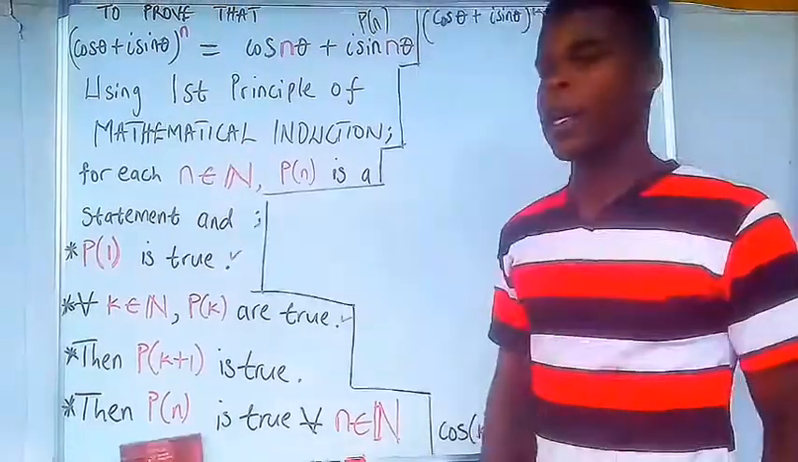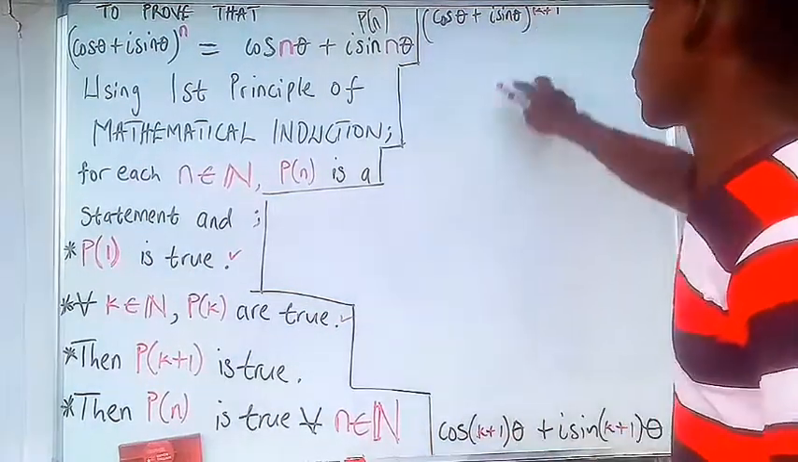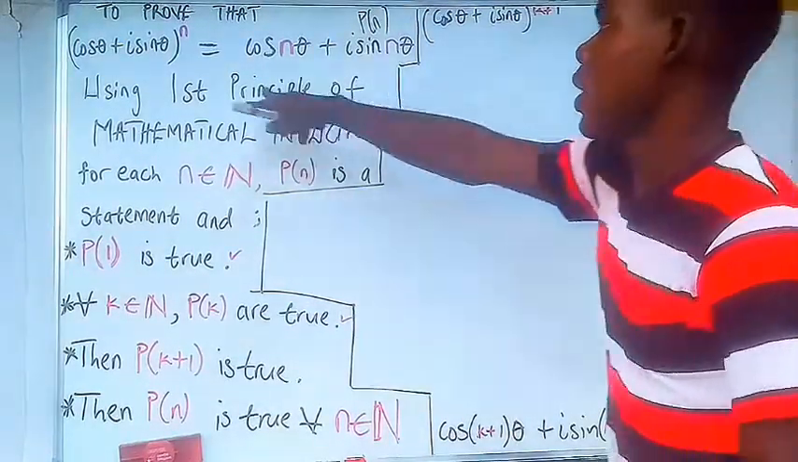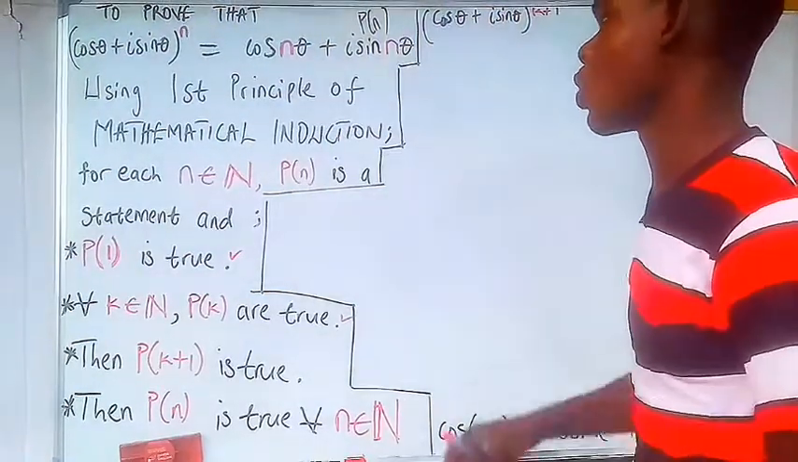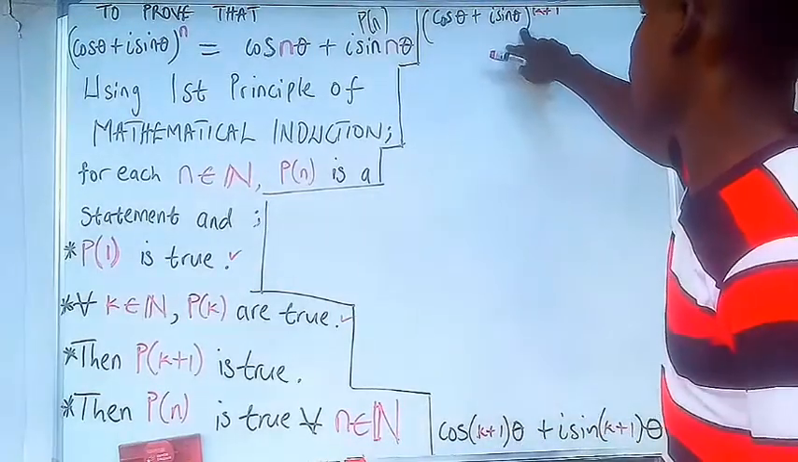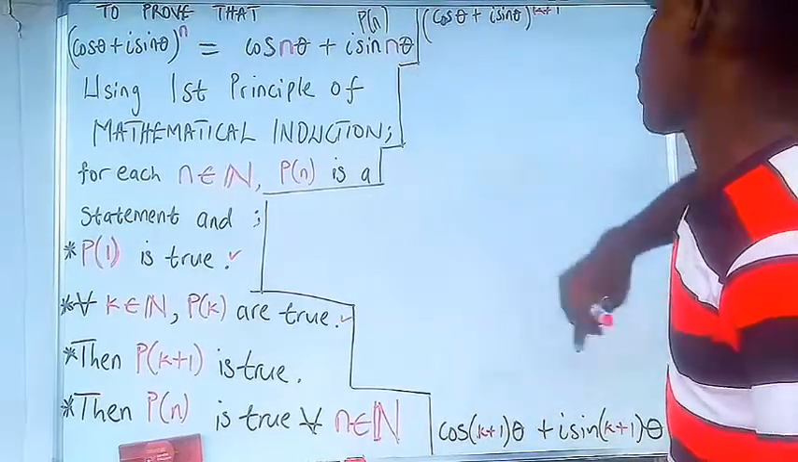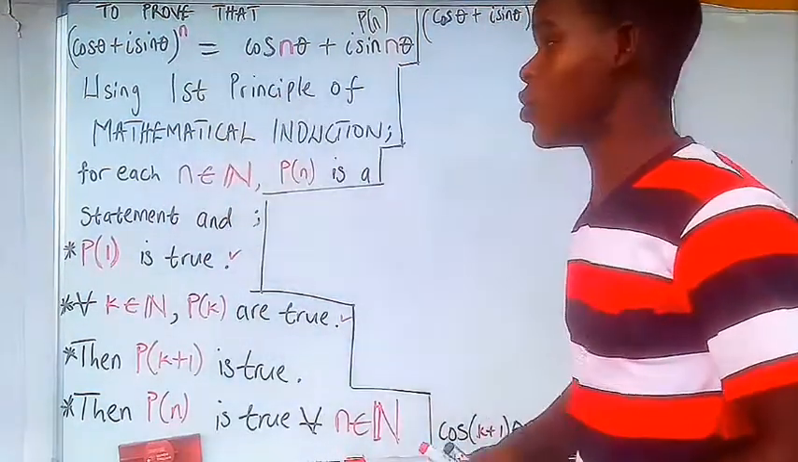Let me clear this right here. Now for the third condition, we have that P of k plus 1 is true. So we just have this, where we have here n. In place of n, we now put k plus 1. And you know that we're going to solve this to get this. A situation whereby we simplify this right here and we get to this, then we know that this statement right here is true.